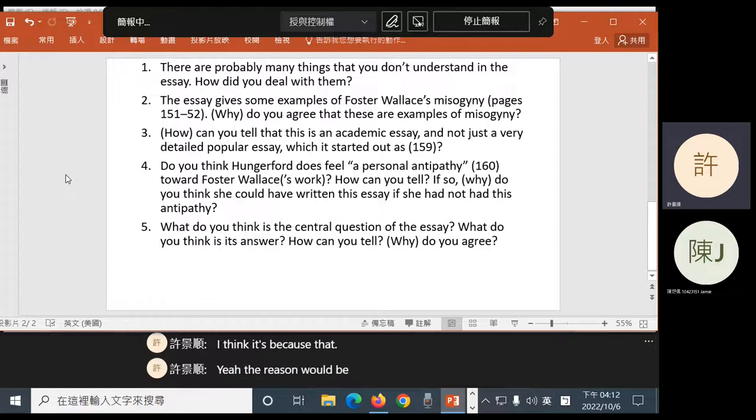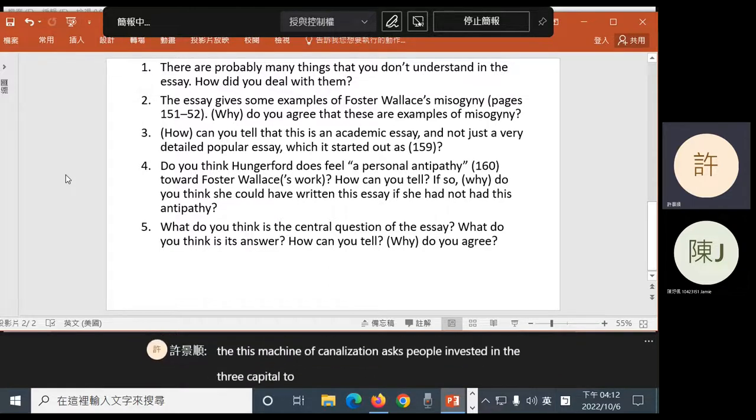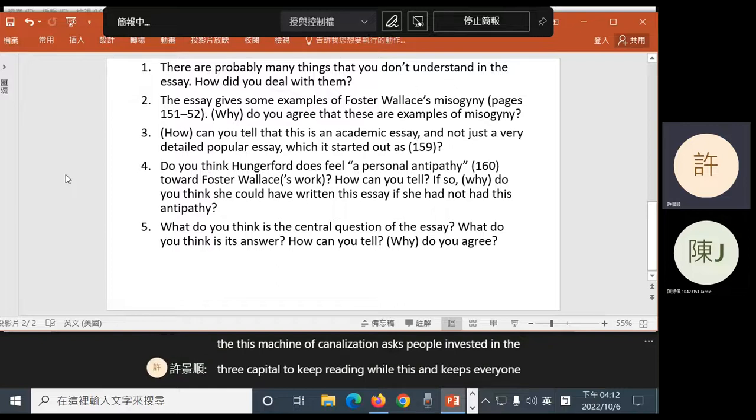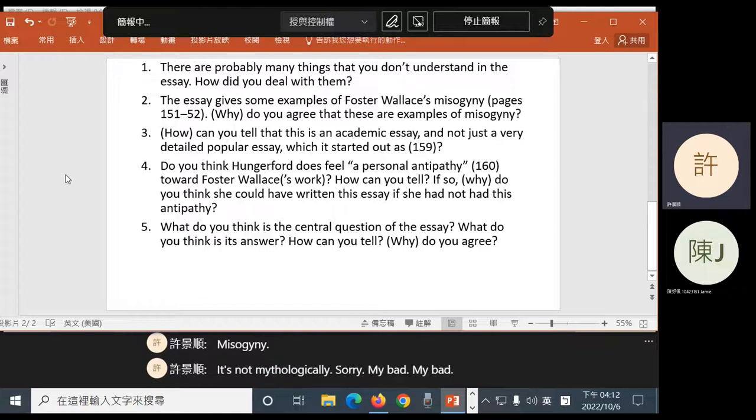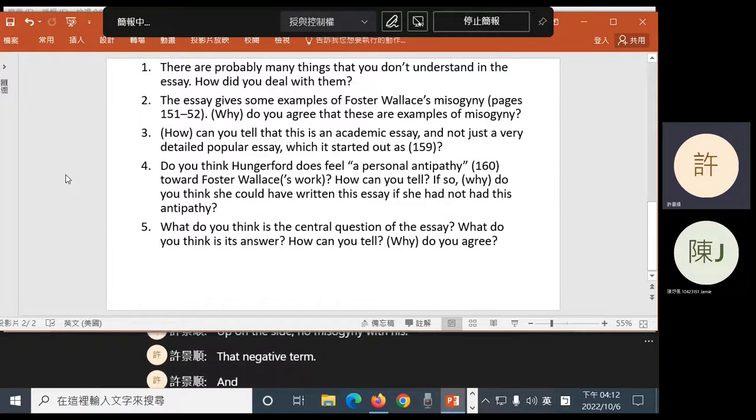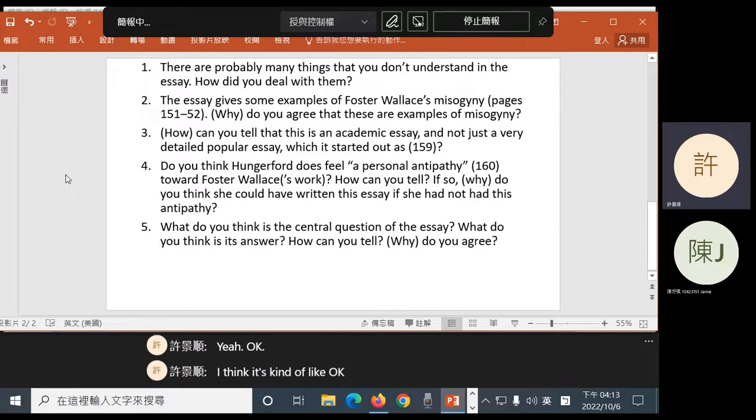The answer would be here. This machine of canonization asks people invested in literary capital to keep reading Wallace and keeps everyone talking about Wallace's work as if it had something important to say, in this case about misogyny. Sorry, my bad. All right, so she thinks that misogyny is a negative term, and she thinks that can analyze it, so that's why. Yeah. Okay. No, I understand what you're saying.